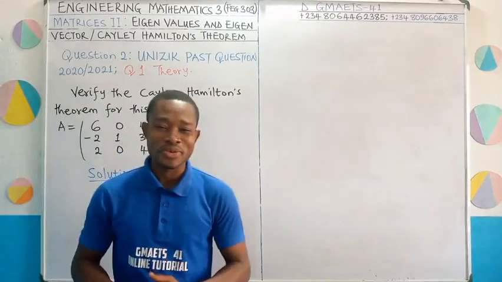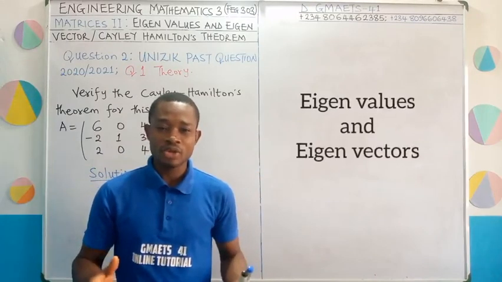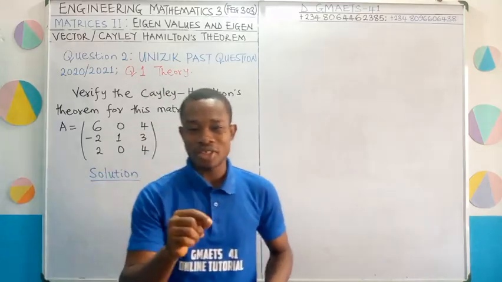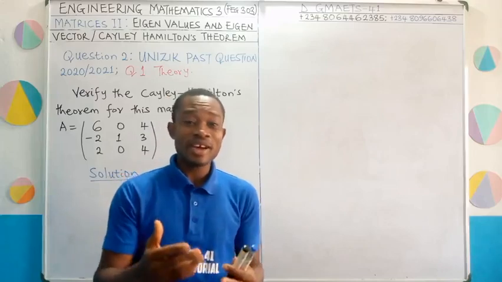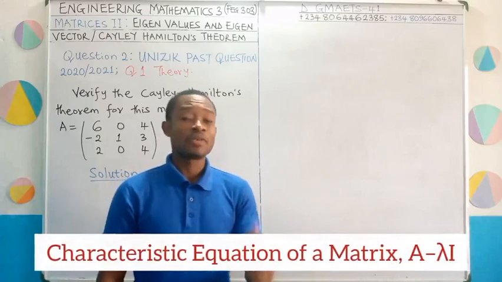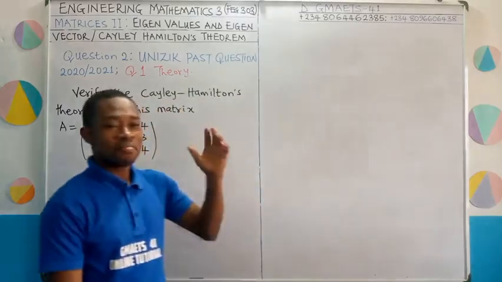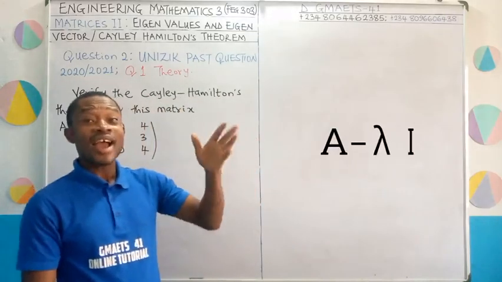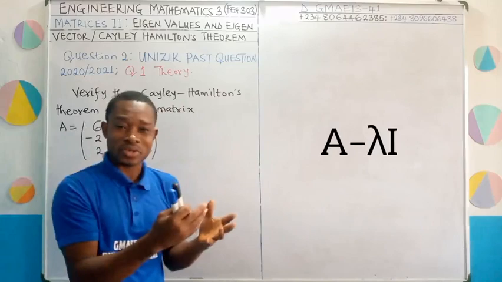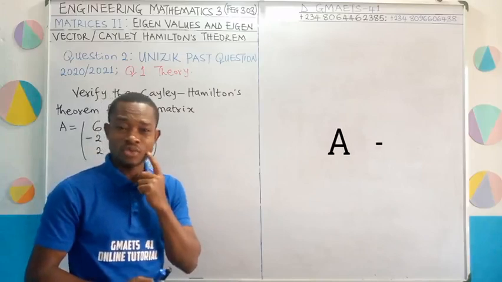In our previous class, I taught you how to determine the eigenvalues and the eigenvectors of a given matrix. One very important thing we learned there was that to determine the eigenvalues, we need what we call the characteristic equation of a matrix. We said it is that matrix minus the eigenvalue representation, of course, we use lambda in that case, multiplied by the identity matrix. And the identity matrix must be the same in terms of its order as the matrix you are dealing with.